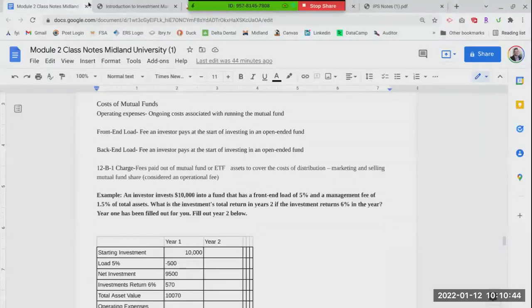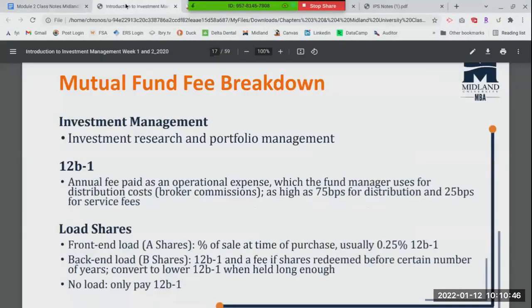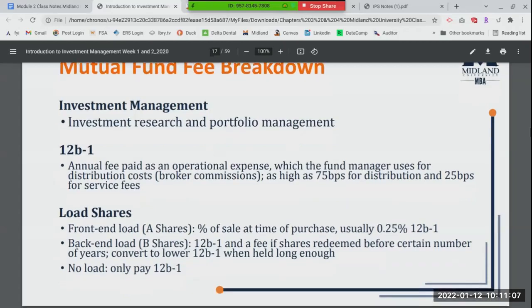All right, let's talk about mutual fund fees. All mutual fund fees are going to have what's called an investment management fee. This fee can range anywhere from 20 basis points, so that would be 1/5 of 1%, all the way up to 3% of portfolio value.